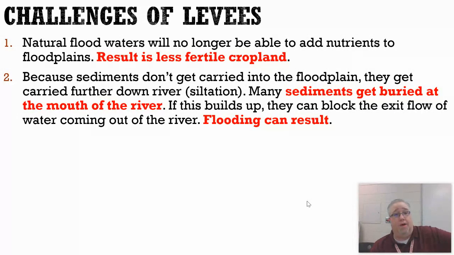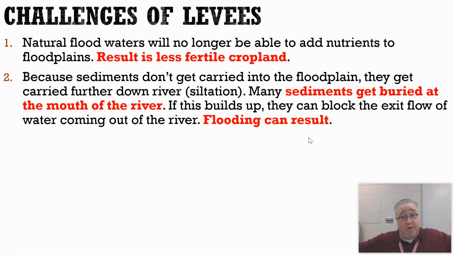Another big problem with levees is because a lot of that sediment can't come up onto the surface. It can't come up onto the floodplain. A lot of those sediments will just travel down the river. And when they travel down the river, eventually they're going to be deposited somewhere. And if that happens, that can block the outflow of the river, and that can result in flooding as well. So we got to be really careful with all these sediments that travel down the river.